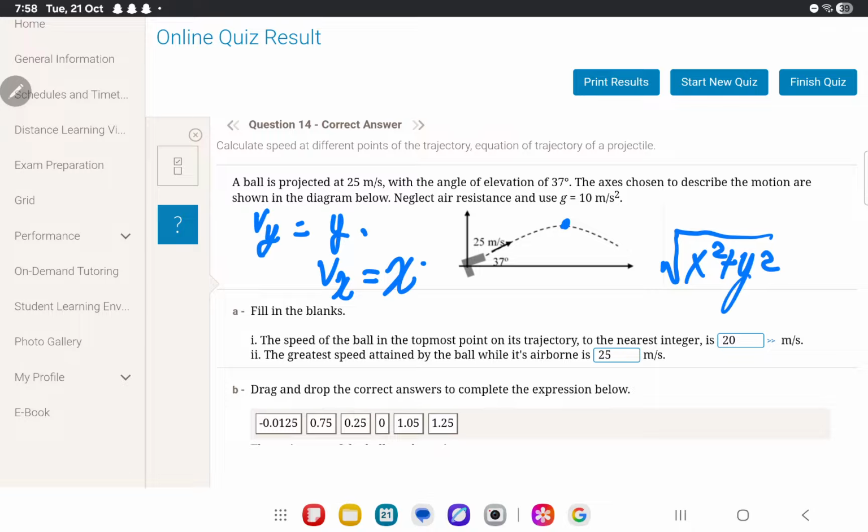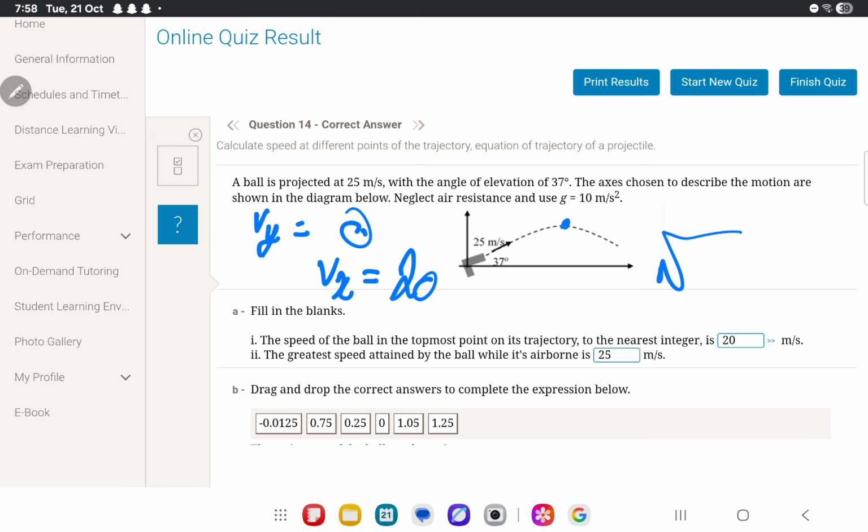But here, remember, Vy is 0 and Vx is constant at 20. So you don't need to find it, because it's going to be radical 20 squared. The radical and the square cancel out, giving 20. Done. But if it was at a certain point, you find Vy, you find Vx, and you use the equation of the magnitude. This is a very, very important tip. I have a feeling they might ask it in the exam. I'm not sure.